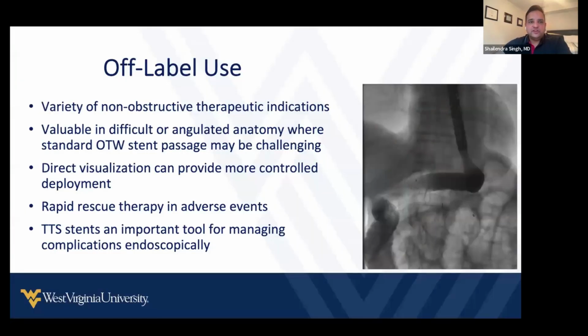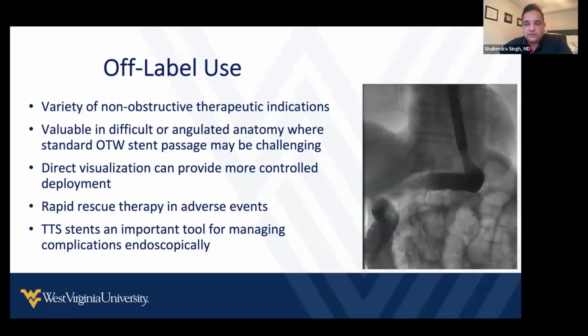So I think these were the on-label use with strictures, and we talked about that there are a lot of off-label uses, and we find ourselves, especially in today's world of therapeutic endoscopy, doing more and more complicated procedures. So these stents are a valuable tool.